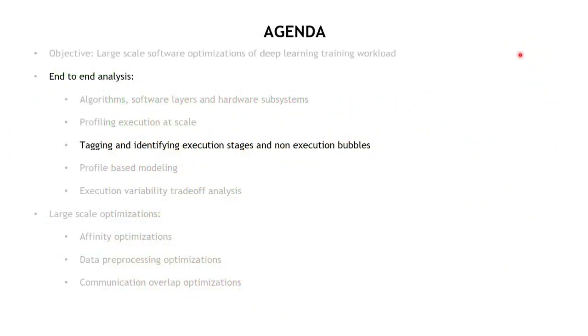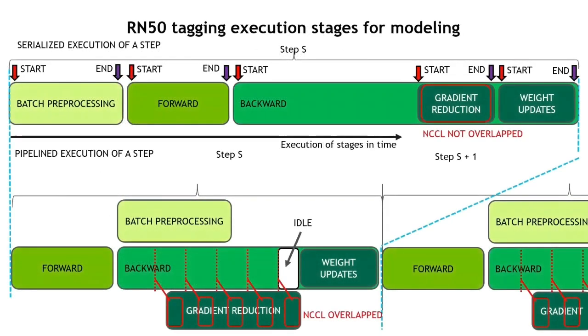We start by tagging the code around the execution stages within a training step. We can tag using NVTX or by simply knowing the names of functions involved at the different execution stages. This will facilitate later on the post-processing of the profiles of each GPU involved in the run at larger scale. In the following top and bottom diagrams representing two different execution models, we can see the execution stages are tagged.